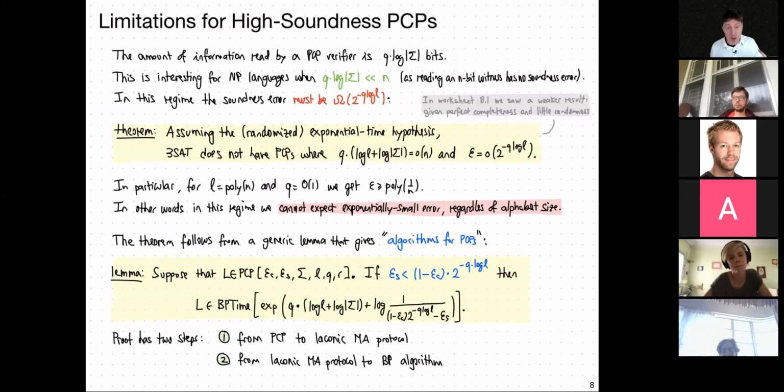And now I go back: the point here was that there are some non-trivial reasons for why PCPs cannot have too good soundness. And they have to do with the fact that if they have too good soundness, you can somehow shoehorn a PCP into a laconic interactive proof. And we already saw that laconic interactive proofs have limitations.